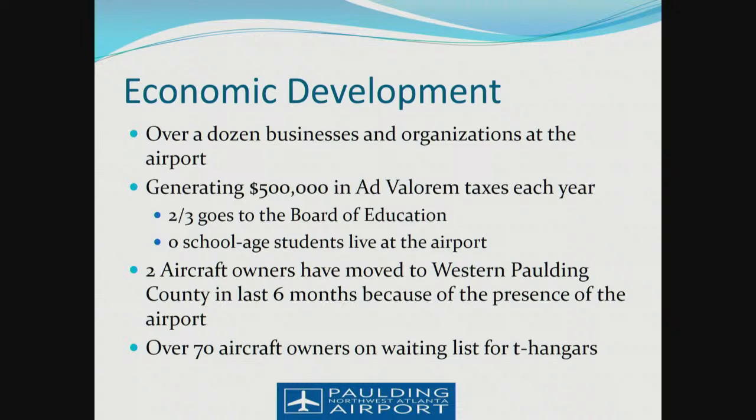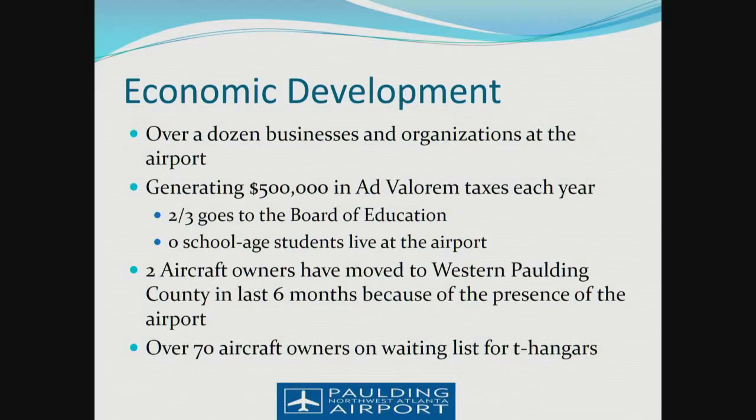And about 2/3 of all ad valorem tax typically goes to the Board of Education. And the nice thing about an airport is we have 0 students. Since we have 0 permanent population based out there, we have no school kids to educate, but we still provide $200,000 or $300,000 a year to the Board of Education. And so that is a very good shot in the arm for them to help our young kids as they're getting educated in Paulding County.